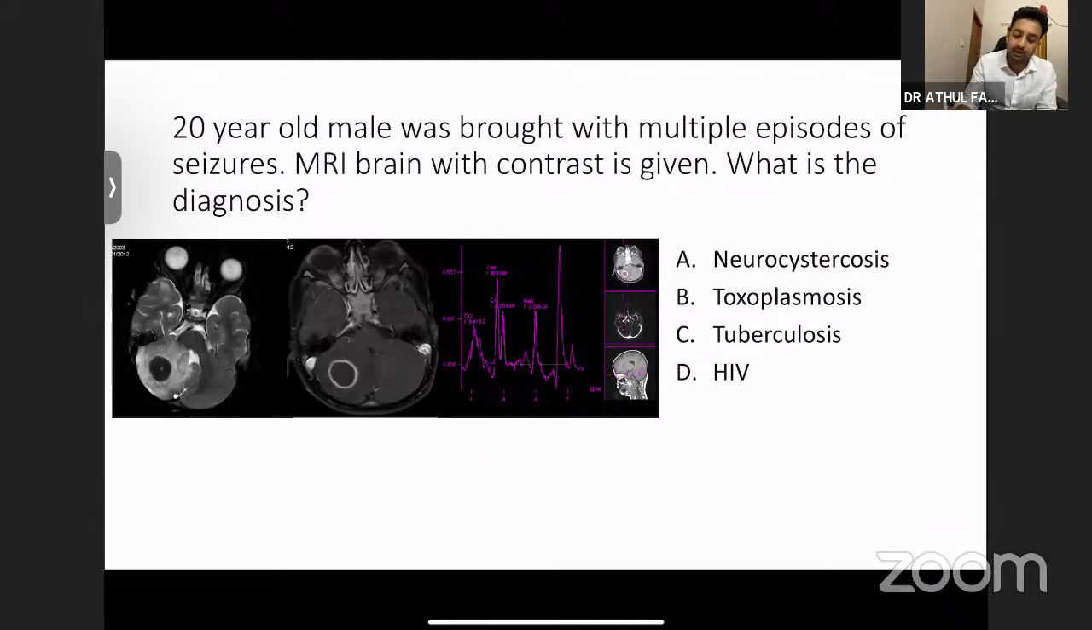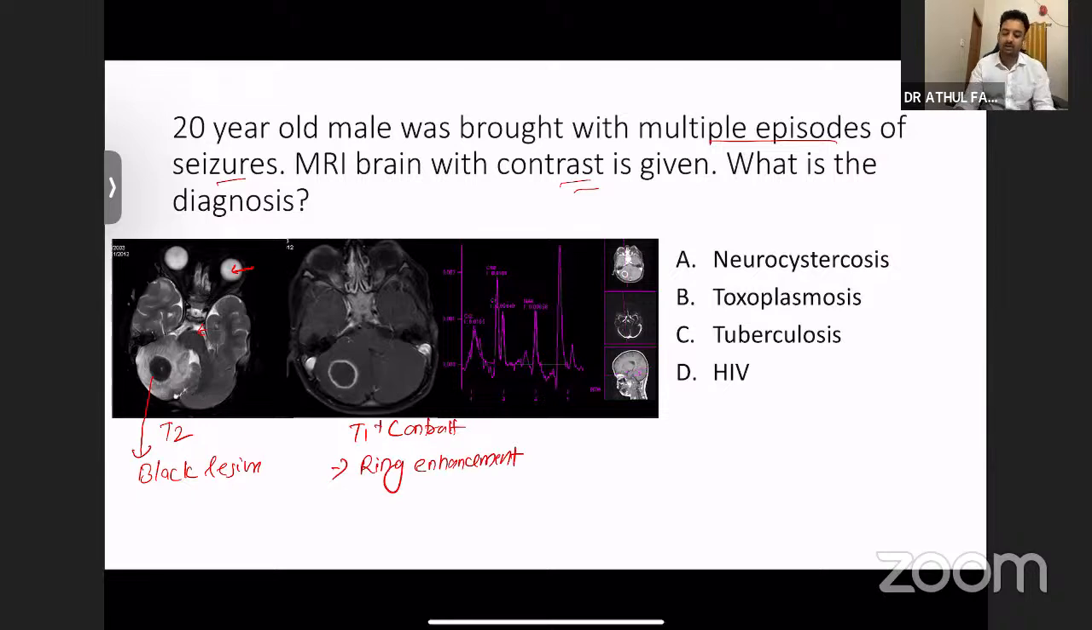So this is another question. A 20-year-old male was brought with multiple episodes of seizures, and I am giving you an MRI brain image with contrast. What is the diagnosis? This is another difficult question, but if you are able to rule things out, you will easily get the answer correct. First, we are given a T2 weighted image. See, the fluid is bright here. In the T2 weighted image we are seeing a black, hypointense lesion. And here in the T1 contrast image, the lesion is showing ring enhancement.